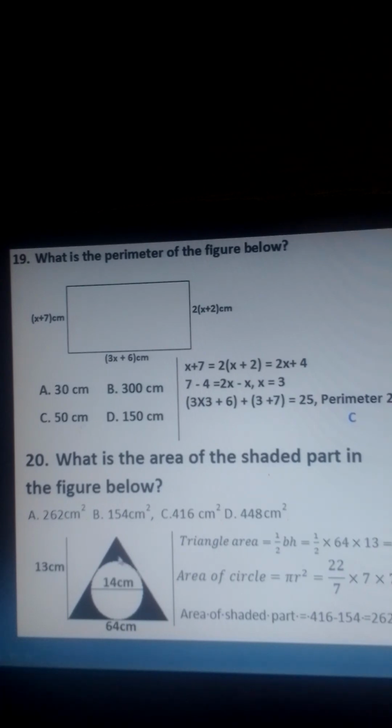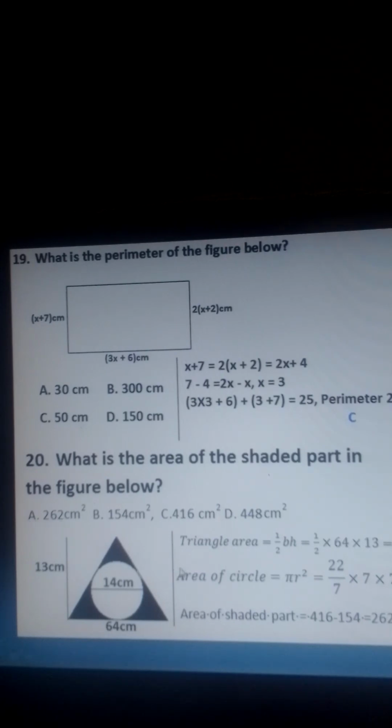So to get the area of the shaded part, you take the area of the whole figure, 416 minus the area of the unshaded part, 154. So you get 262 square centimeters as the area of the shaded part. That is, the answer is A.